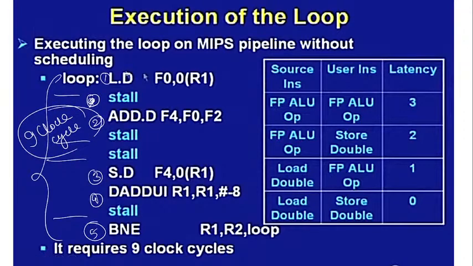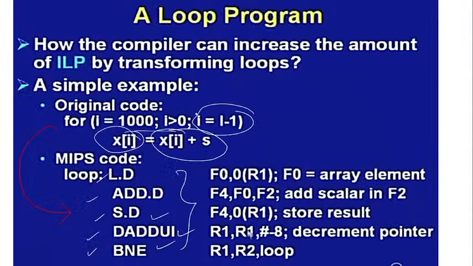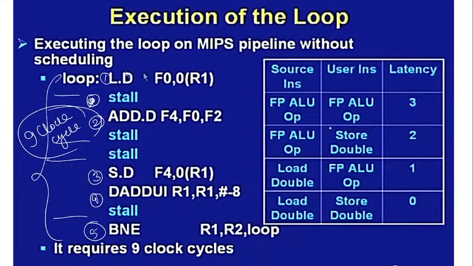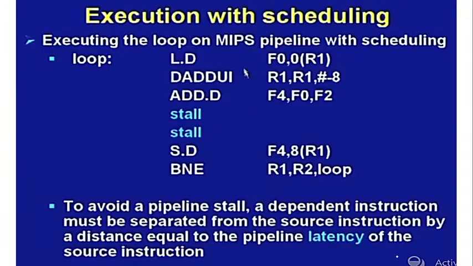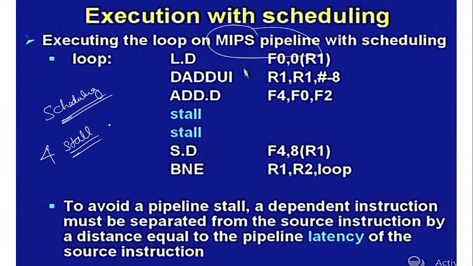That is for one iteration, because this is the original instruction sequence. Here i is equal to 1000, which means 1000 times it performs the loop. In one iteration it takes 9 clock cycles, and there are 4 stalls. In the loop execution with scheduling, what the compiler does is avoid the 4 stalls, the delay that was there.